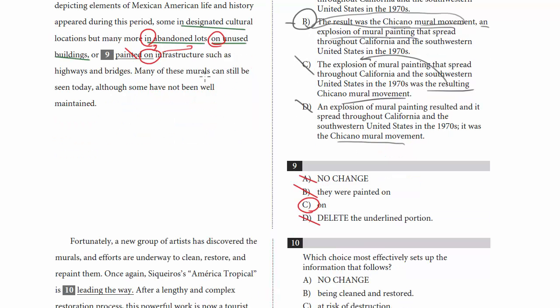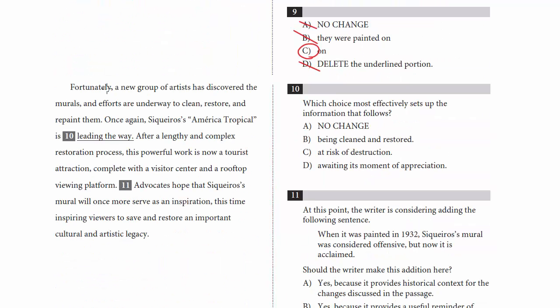Number 10, many of these murals can still be seen today, although some have not been well maintained. Fortunately, a new group of artists has discovered the murals, and efforts are underway to clean, restore, and repaint them. Once again, Siqueiros' America Tropical is leading the way. After a lengthy and complex restoration process, this powerful work is now a tourist attraction, complete with a visitor center and a rooftop viewing platform. So, which choice most effectively sets up the information that follows?